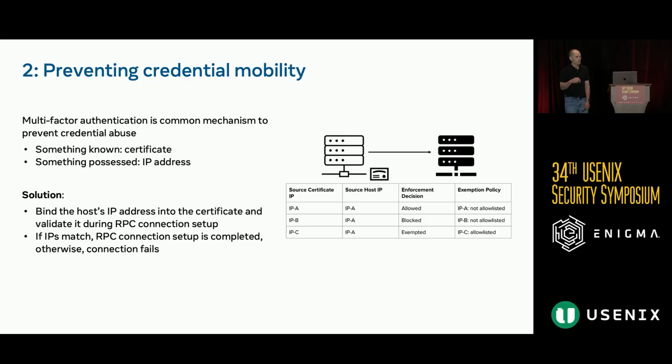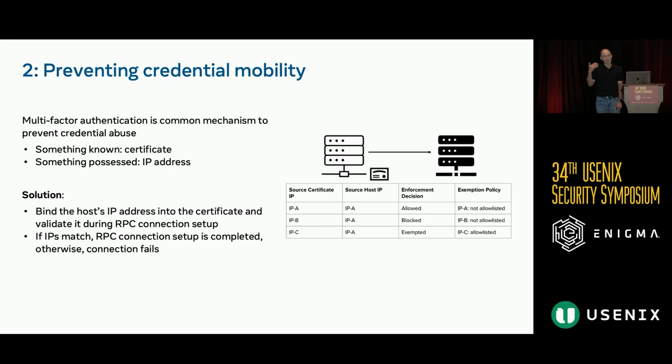If they match, we allow the connection. If they don't match, we can block the connection. Now, there are multiple ways we could go about introducing this into the environment. We could do it during the TLS handshake, or we could do it downstream. We ended up choosing to do it downstream so that we didn't have to make adjustments to the way the TLS transport stack operated.